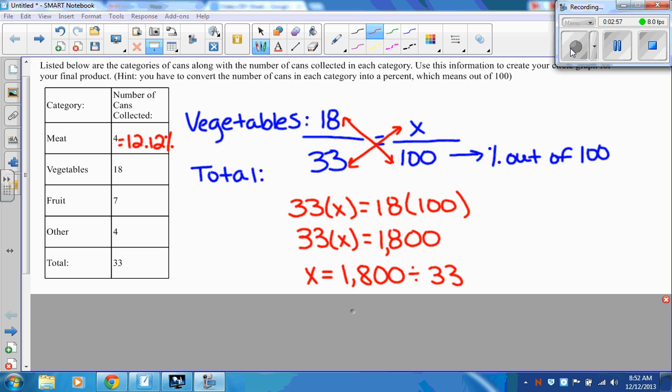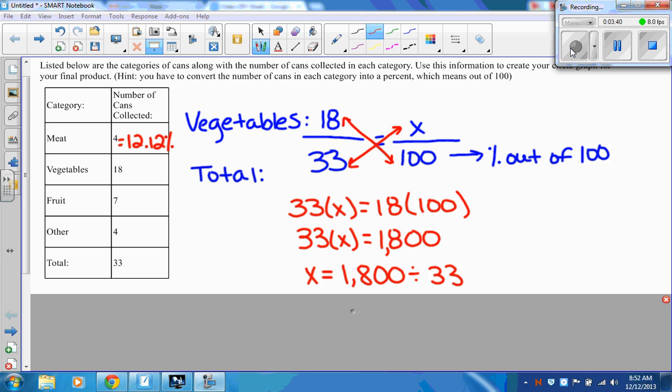All right, so for the vegetable percent, we set up our proportion once again. That is vegetables being the part and total being the whole. So we have 18 to 33 equals x to 100 because percent is out of 100. And cross products are equal, so we cross multiplied and divided. So 33 times some number equals 18 times 100. So 33 times some number equals 1800. So 1800 divided by 33 will give you the answer.